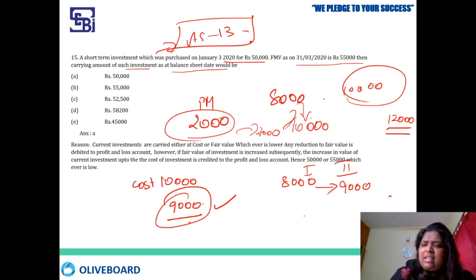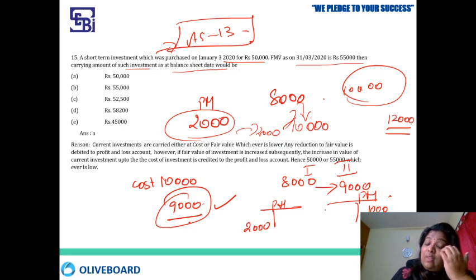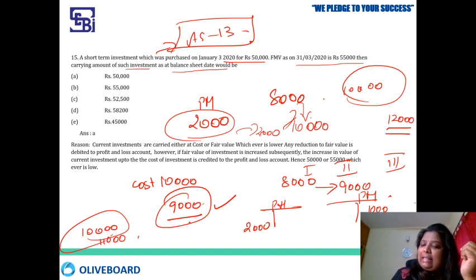Ma'am, it has been increased by 1,000 rupees. What will I do? So in your P&L, now please understand, in the first year, you would have charged 2K. Now in your P&L, you would have entered it as a profit to an extent of 1,000 rupees. From 8,000, it has gone to 9,000. Suppose third year, it has come to 11,000. Cost is 10. Fair value is 11. Now what will you do? You will be valuing it at 10. So now your investment will go up to 10, to the cost.